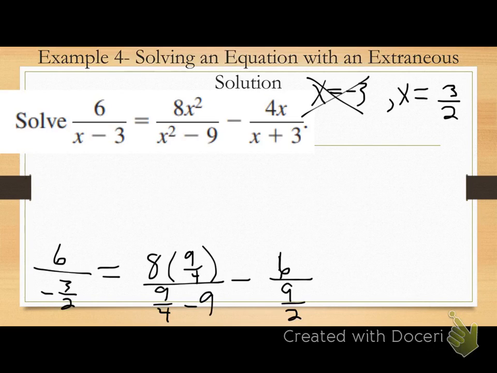Okay, 6 divided by negative 3 halves. Anyone got a calculator? What is it? Negative 4. Over, I have 8 times 9 fourths. What does that give me? 18 over 9 fourths minus 9. Negative 27 over 4. Minus, what's 6 divided by 9 halves? Negative 4 over 3. Everyone okay with that? We're just simplifying each little step as we go.